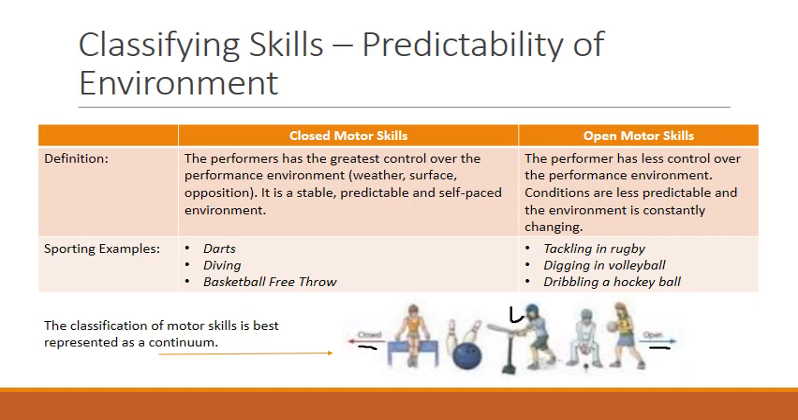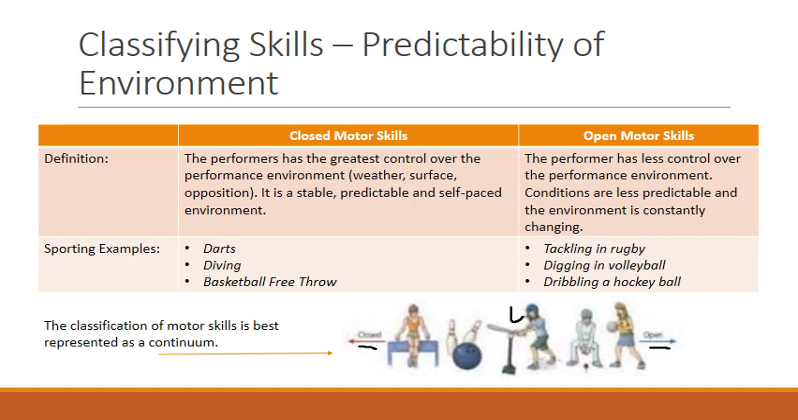So the weather is stable and consistent, the playing surface is stable and consistent. In terms of opposition, you essentially wouldn't have an opposition because you can't control the movements of an opposition. So closed environments don't really have that. Good examples are darts, diving, a basketball free throw. If you think of those three things, there's nobody impacting that skill execution other than the person performing the skill themselves.